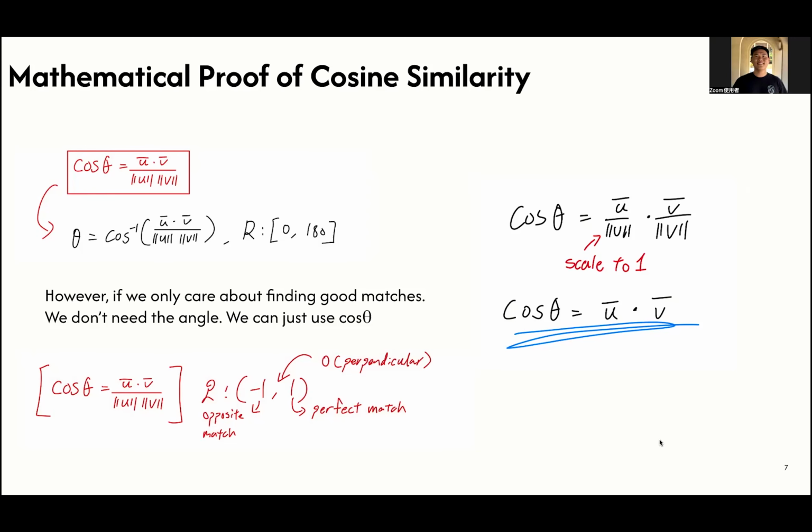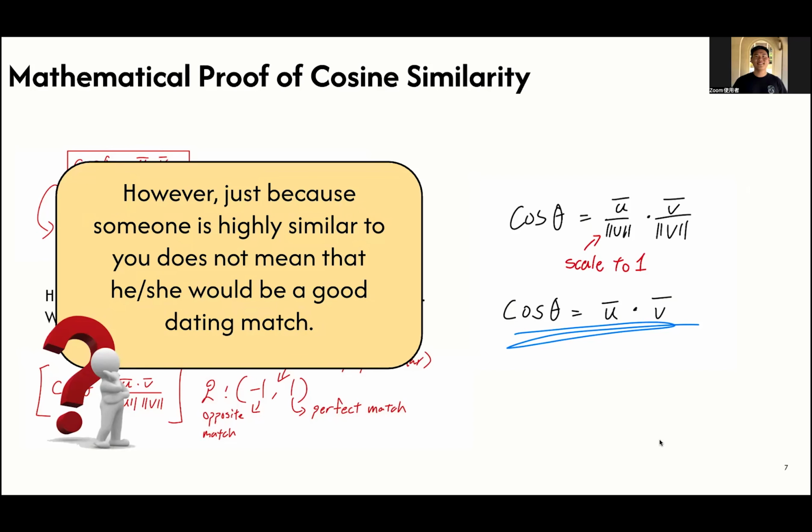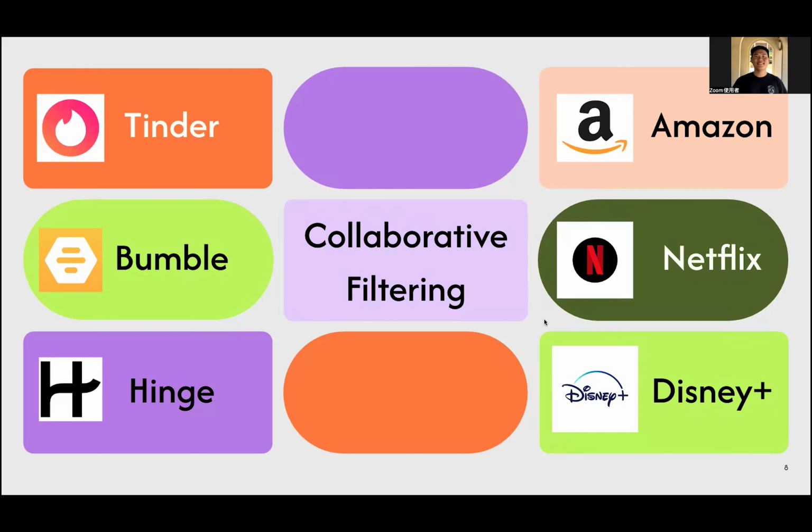Now you may start to wonder, just because we're similar to each other, it does not mean that we are a good match, right? Here is where collaborative filtering takes place. And this is how many big companies such as Amazon, Netflix, and Disney recommend their products to you. Instead of matching you directly with a similar person, collaborative filtering finds a user who has similar preferences as you and then recommends what those similar users liked. This concept will be easier to explain with movies.